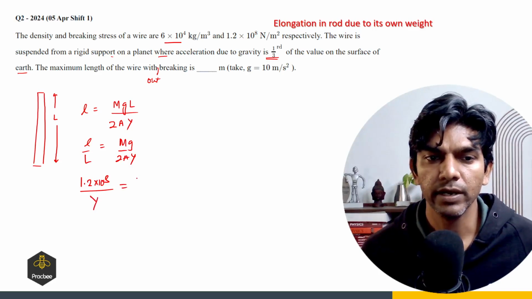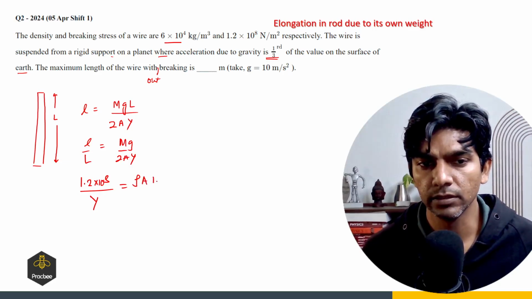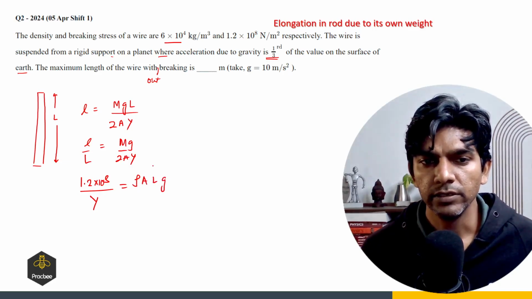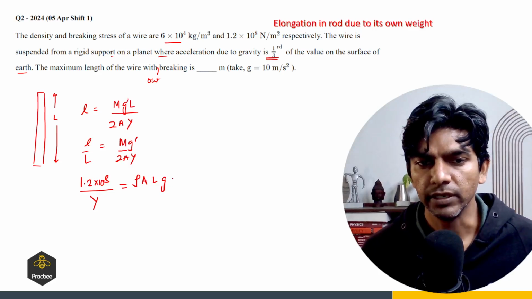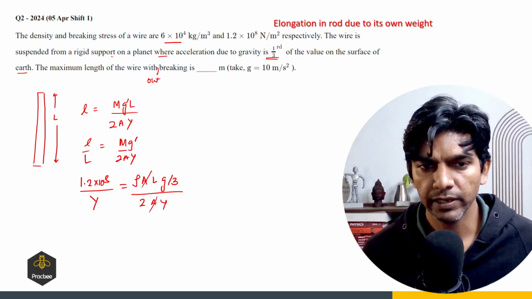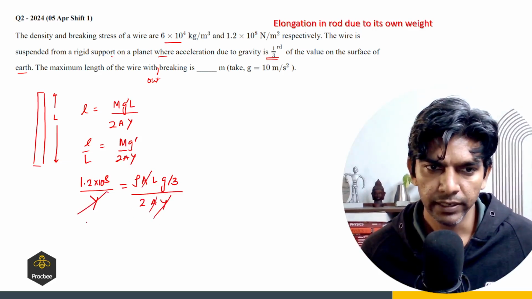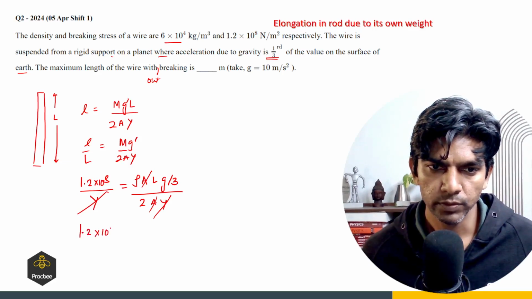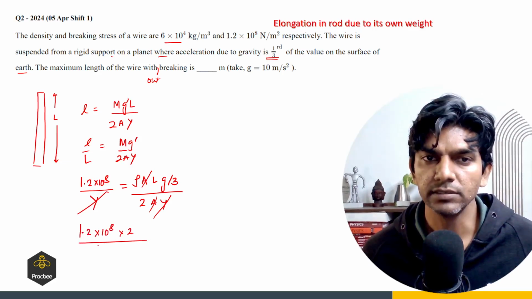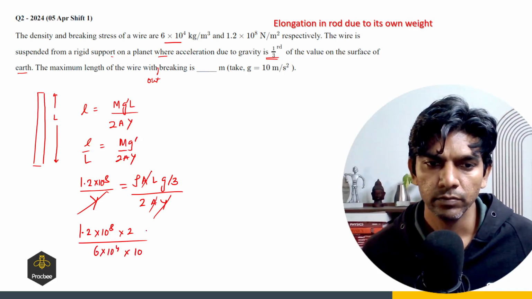So mass can be written as density times the volume, and the volume will be area of cross section times the length. G in this case will be g effective, which is g by 3, upon 2AY. So A will get cancelled out, Young's modulus will get cancelled out. Now from this we can find L. So 1.2 into 10 raised to 8 times 2 divided by density, which is 6 into 10 raised to 4, g is 10, multiplied with 3. So that should be L, right?